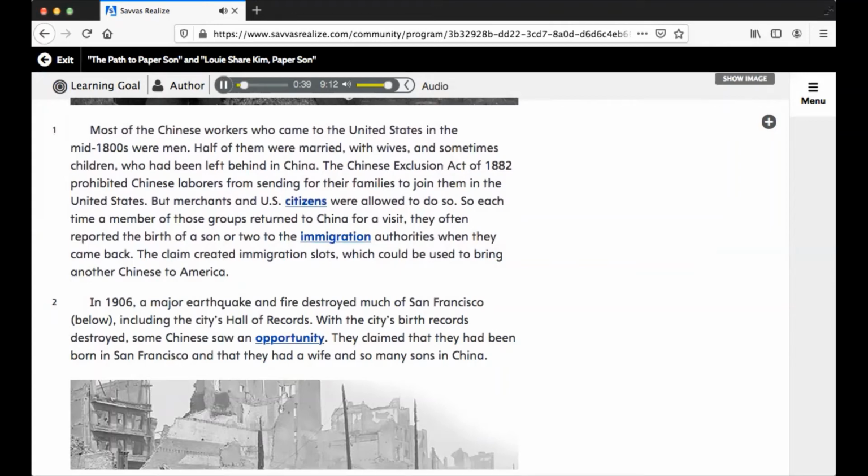So each time a member of those groups returned to China for a visit, they often reported the birth of a son or two to the immigration authorities when they came back. The claim created immigration slots, which could be used to bring another Chinese to America. In 1906, a major earthquake and fire destroyed much of San Francisco below, including the city's Hall of Records. With the city's birth records destroyed, some Chinese saw an opportunity. They claimed that they had been born in San Francisco and that they had a wife and so many sons in China.